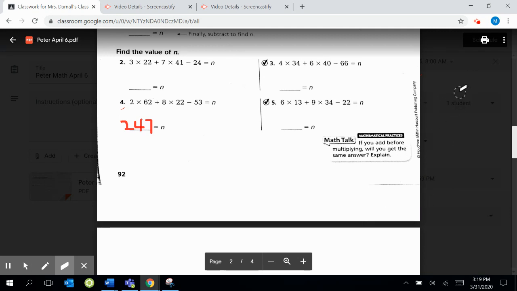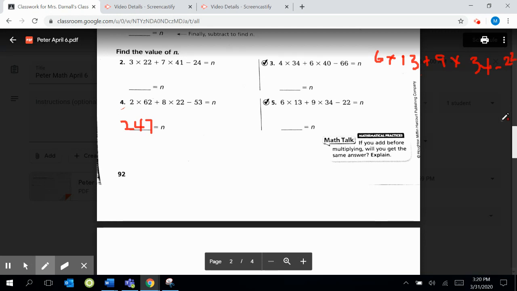Okay, so first thing we do is we write our number down. 6 times 13 plus 9 times 34. Uh-oh. This isn't good. I'm running out of space. Minus 22.